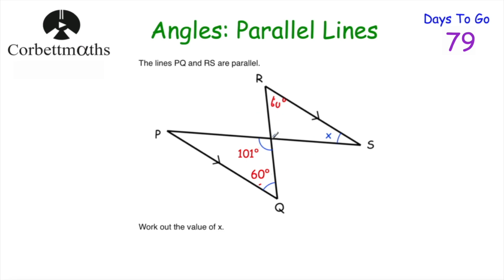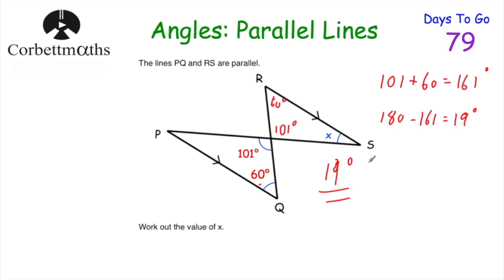Now also, we've got two straight lines that cross each other. So if this angle is 101 degrees, this angle here would be 101 degrees. And now if we have a look here, we've got a little triangle and we can work out the size of this angle x, because these three angles, the 60, the 101 and x, will add together to be 180 degrees. So 101 plus 60 is equal to 161 degrees. And then 180 take away 161 is equal to 19 degrees. So it means that x is 19 degrees. And that's it.